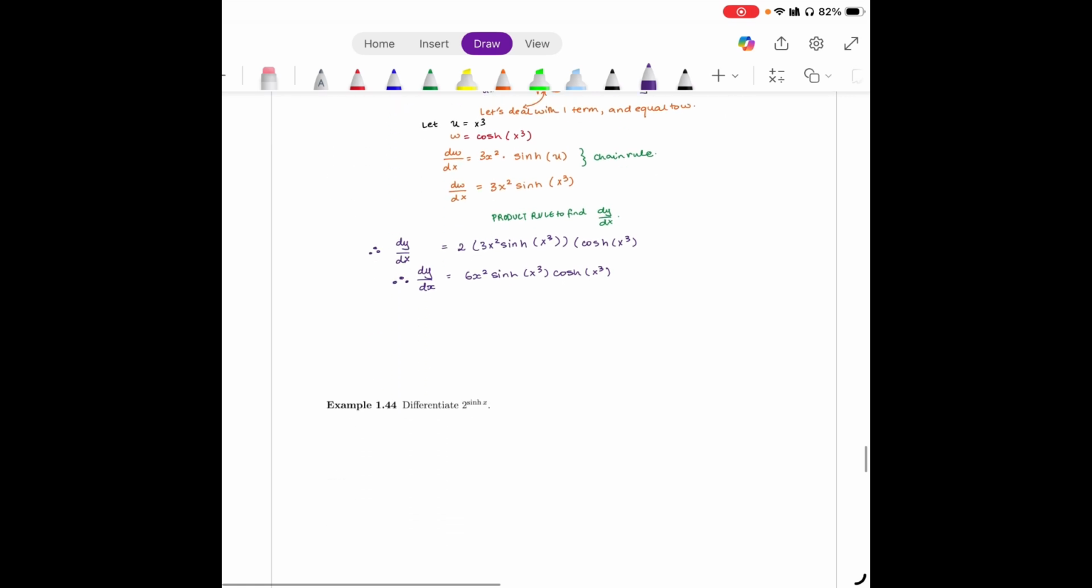I wanted to do this first question on how we can differentiate this term over here. It requires a few steps, but it should be relatively simple. Let's just put this in terms of y. So let y equal 2 to the power of sine x. Okay.